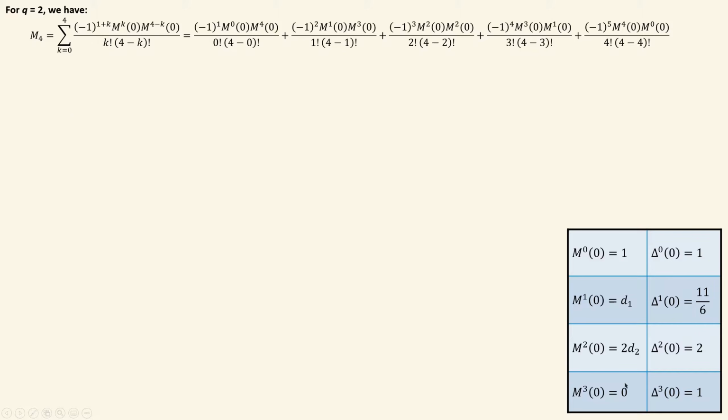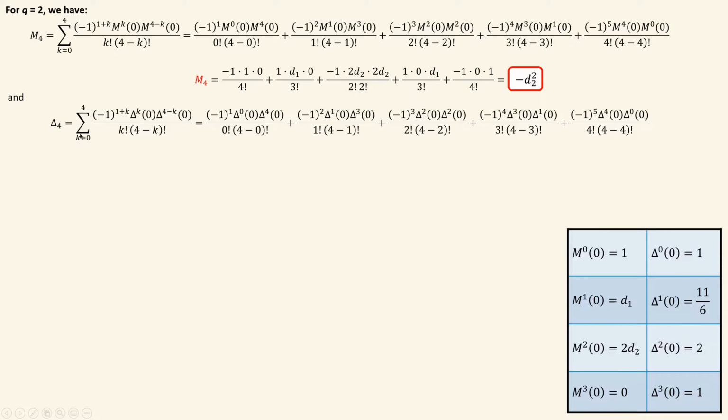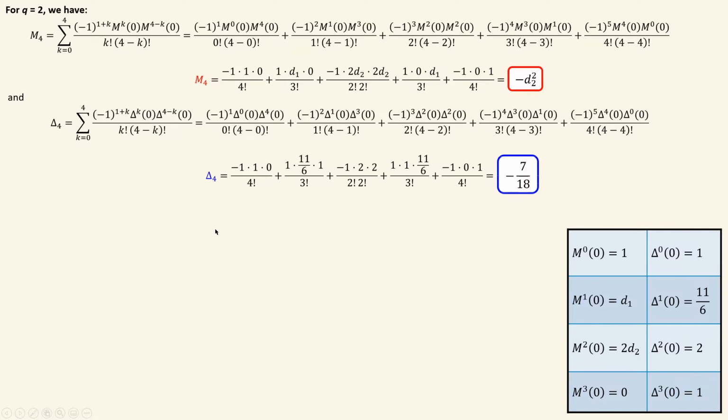Now, again, we will look at our table for these m values, and if you substitute those just looking at a table, you will have this minus d2 squared. That's actually the value of m4. Now, in a similar form, you can also do that for delta. Now, delta of 4, again, because it is 2 times q, and since q is 2, this will be 4. And it will also go to 2q. Again, the summation, and we have more terms because the summation is longer. And we will use the data here in the second column of this table. Substitute the values, you will have this, and if you work it out, you will get minus 7 over 18.